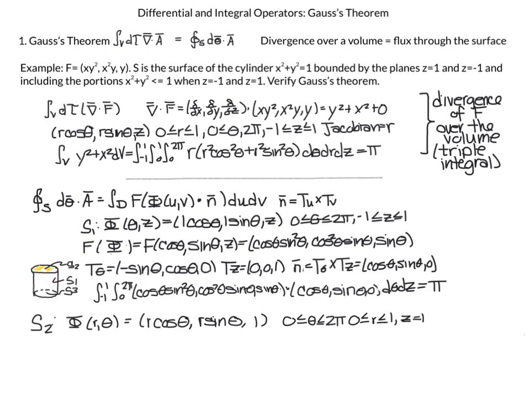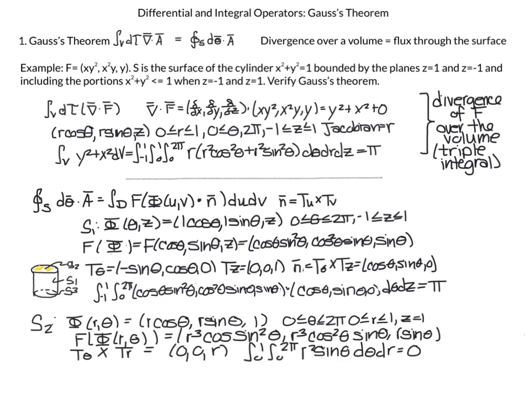So using polar coordinates, I get r cosine theta, r sine theta. My z value is equal to 1, right? I'm at a height of z equals 1. Theta goes between 0 and 2 pi, r goes between 0 and 1, again, because I want the interior of this circle now, of the disk, and z is set equal to 1.